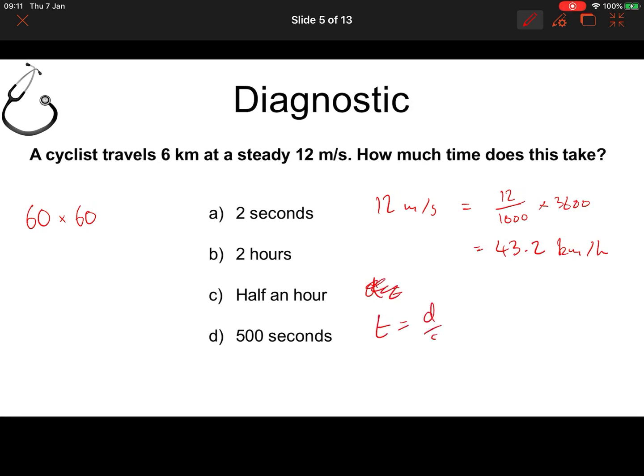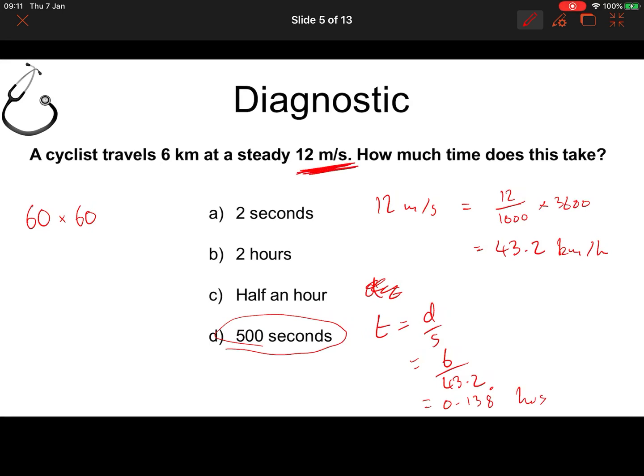Okay, now we can say that time is equal to distance over speed, which is, my distance here is 6 divided by 43.2 kilometres per hour. So 6 divided by 43.2 equals 0.138 recurring hours. And now what we need to do is see if we can change that into minutes and seconds, and if you do it properly, you'll end up with 500 seconds.